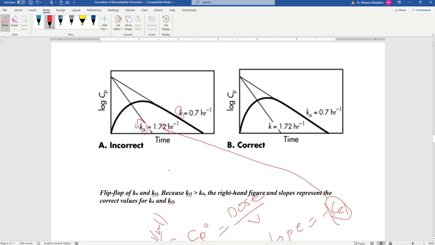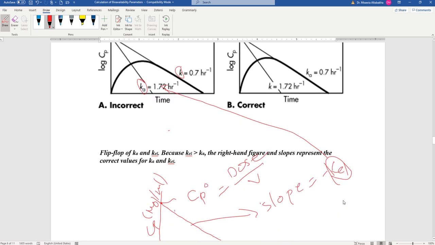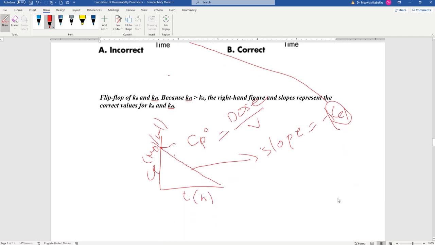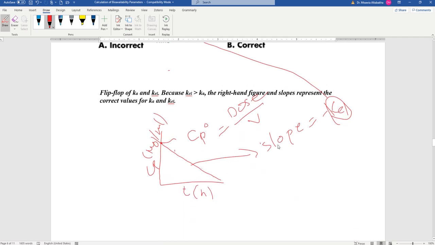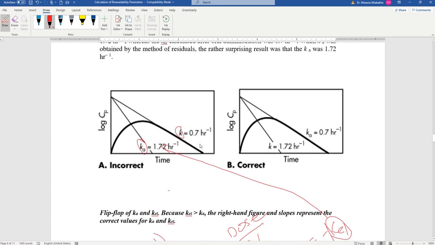How can I discover that? I can discover that by administering an IV injection and calculating the slope to get KL. Then I can discover if there is a flip-flop. So actually the correct interpretation for the residual method is that the higher slope is for KL and the smaller slope is for KA.